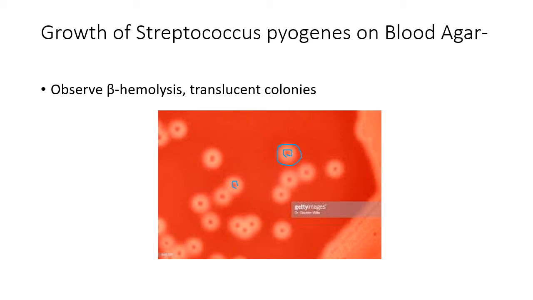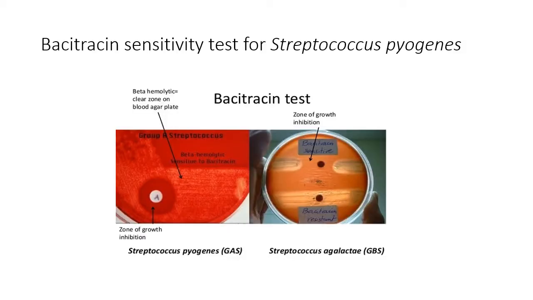So what test would you like to do now? You've seen these pinpoint colonies, you know they're beta hemolytic. What is the first test you would like to perform? The first test actually is catalase. Catalase should be negative, and once it is catalase negative, then you need to start distinguishing between group A strep and group B strep, which are the common bacteria.